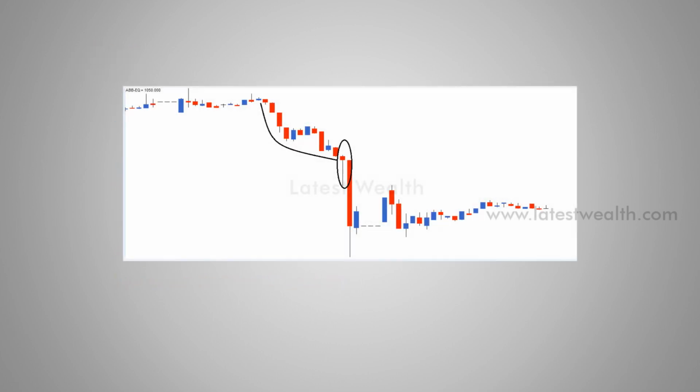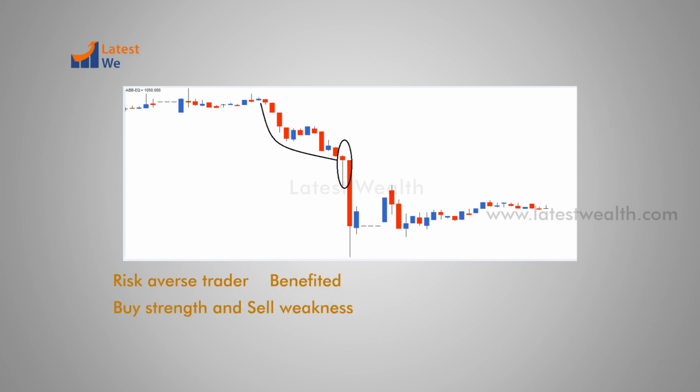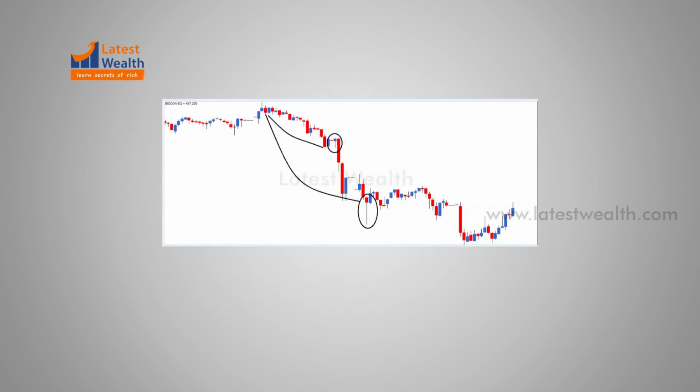Let's go into one more chart. Here is a chart where the risk averse traders would have benefited by virtue of the buy strength and sell weakness rule. Just look here. One more chart we want to show, a very interesting chart with two hammer formations. See here, there are two hammer formations. Here is one hammer formation. Here is also one more hammer formation showing downtrend.